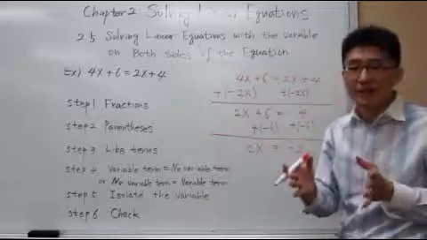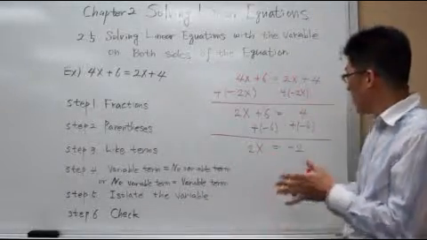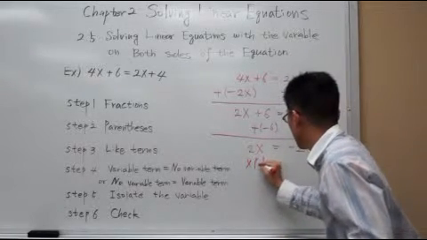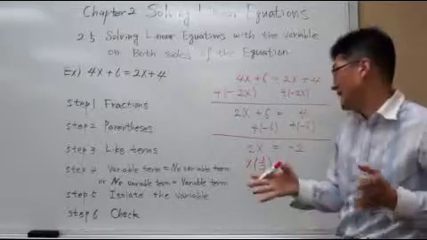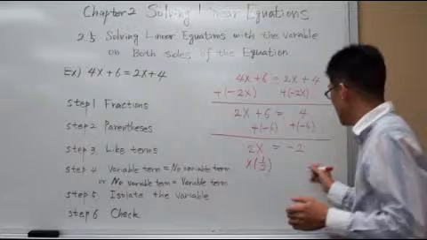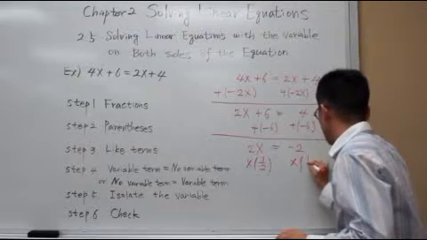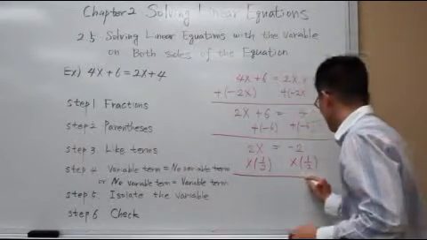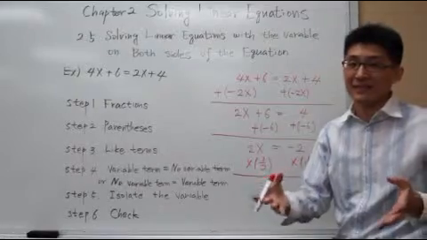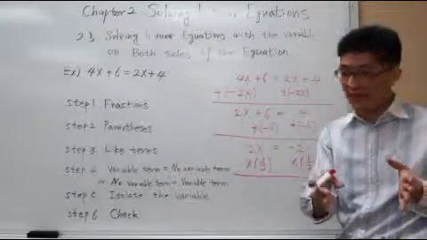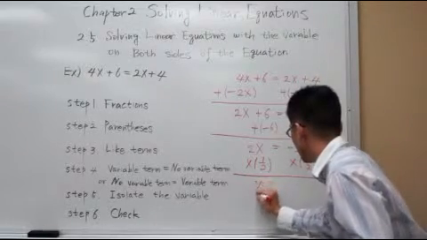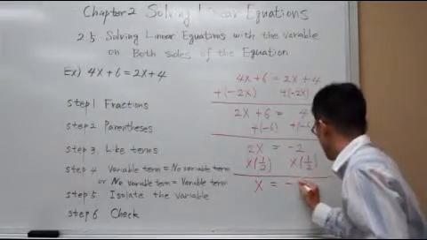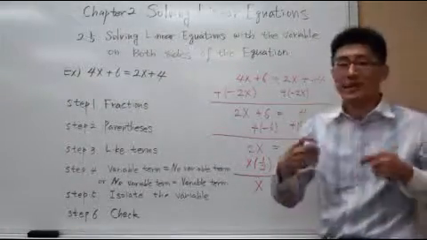Isolate the variable by multiplying both sides by 1/2, not negative 1/2, just 1/2. Multiply both sides by 1/2. Then we isolate the variable term on the left-hand side. The left-hand side is only x, and the right-hand side will be negative 1. So let's do the last step.